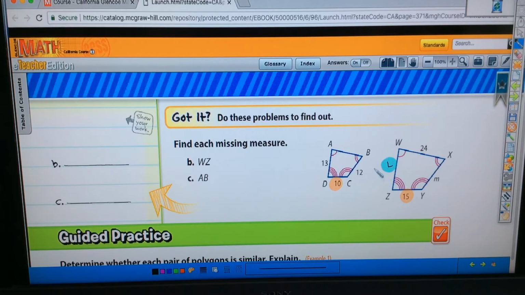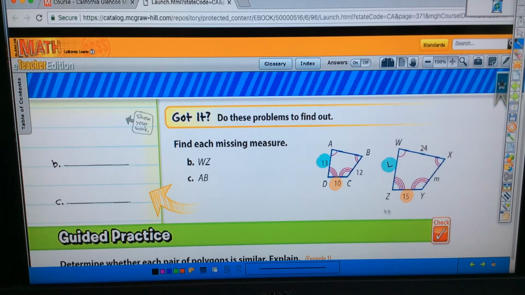So what you want to do is figure out with this shape, what's the corresponding side? Well, it's going to be the side that's between the angle that has one arc mark and the angle that has three arc marks. Yep. So over here, you're going to see one arc mark and three arc marks. So it's got to correspond with 13.